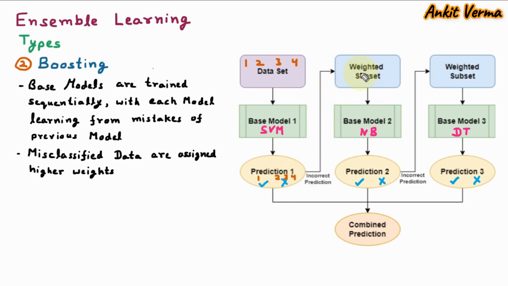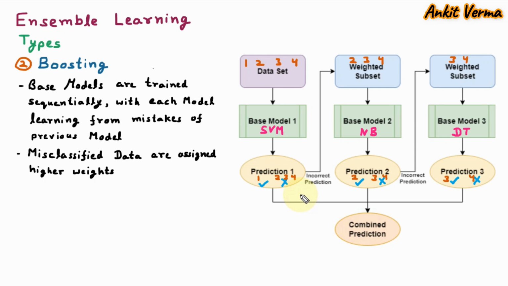So this 2, 3 and 4 is becoming a weighted subset whose weight is higher, and this will be treated by the next model. So naive Bayes will check these three, and let us suppose that for 2 it is giving the correct prediction and for 3 and 4 it is not giving the right prediction. So again this 3 and 4 is misclassified data whose weight is increased and they are boosted, and this incorrect prediction is given to the next model. So this 3 and 4 are the weighted subset. And again the next model, let's say decision tree, is giving right for 3 and wrong prediction for 4. So in such a way it is going in a sequential manner, and whatever is the incorrect prediction of the previous model, that is going to be given to the next model.